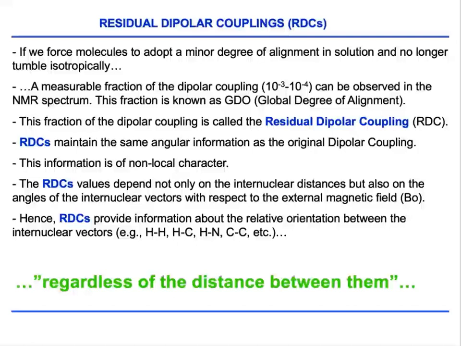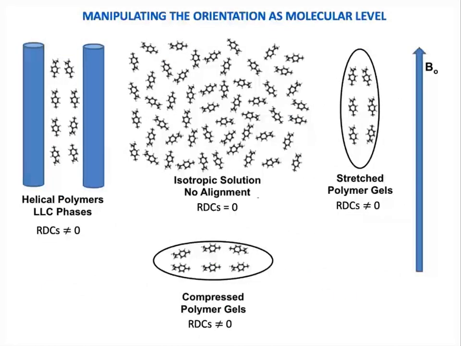So since we already know the constitution and we know how the atoms are connected, the only thing that we need is to know the relative orientation of the internuclear vectors. Well, experimentally, how do we manipulate this orientation at the molecular level? We need to be creative, and that's what the pioneers on this did.